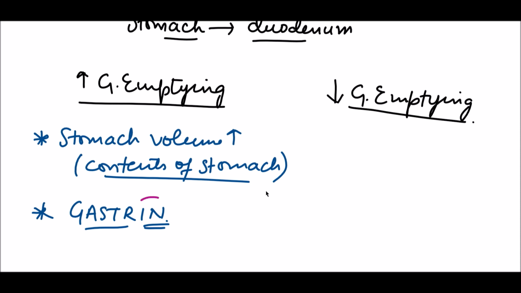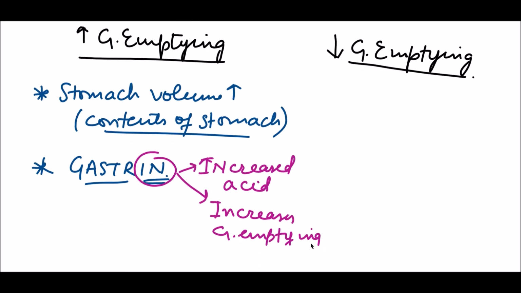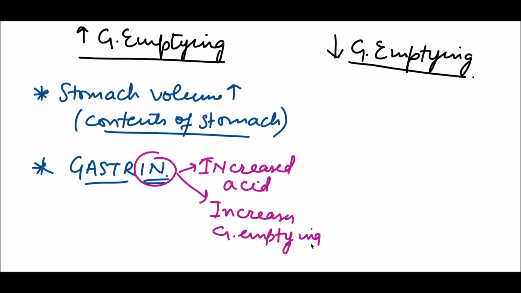Now we can remember it by a simple method. Gastrin has 'in' at the end, so 'in' stands for increased acid? Not increased acid, it actually inhibits acid production, and 'in' means it increases gastric emptying. So two important functions of gastrin: 'in' means inhibits acid production and 'in' also means increases gastric emptying.